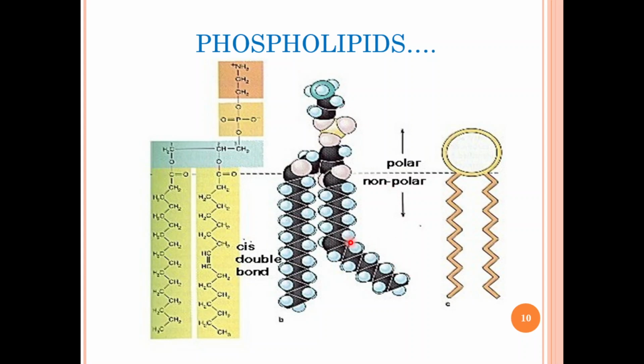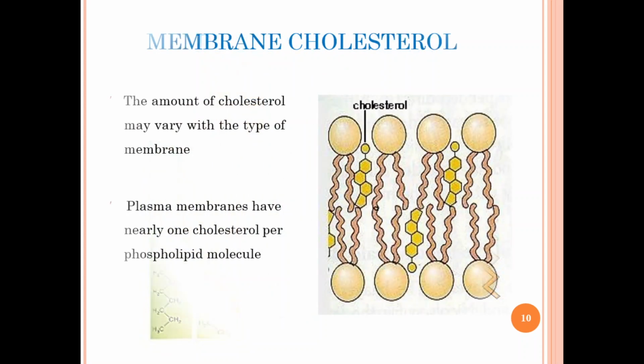It is charged and it is not charged. Tail region is not charged. So this type of phospholipid structure is present here. Now membrane cholesterol. The amount of cholesterol may vary with the type of membrane.